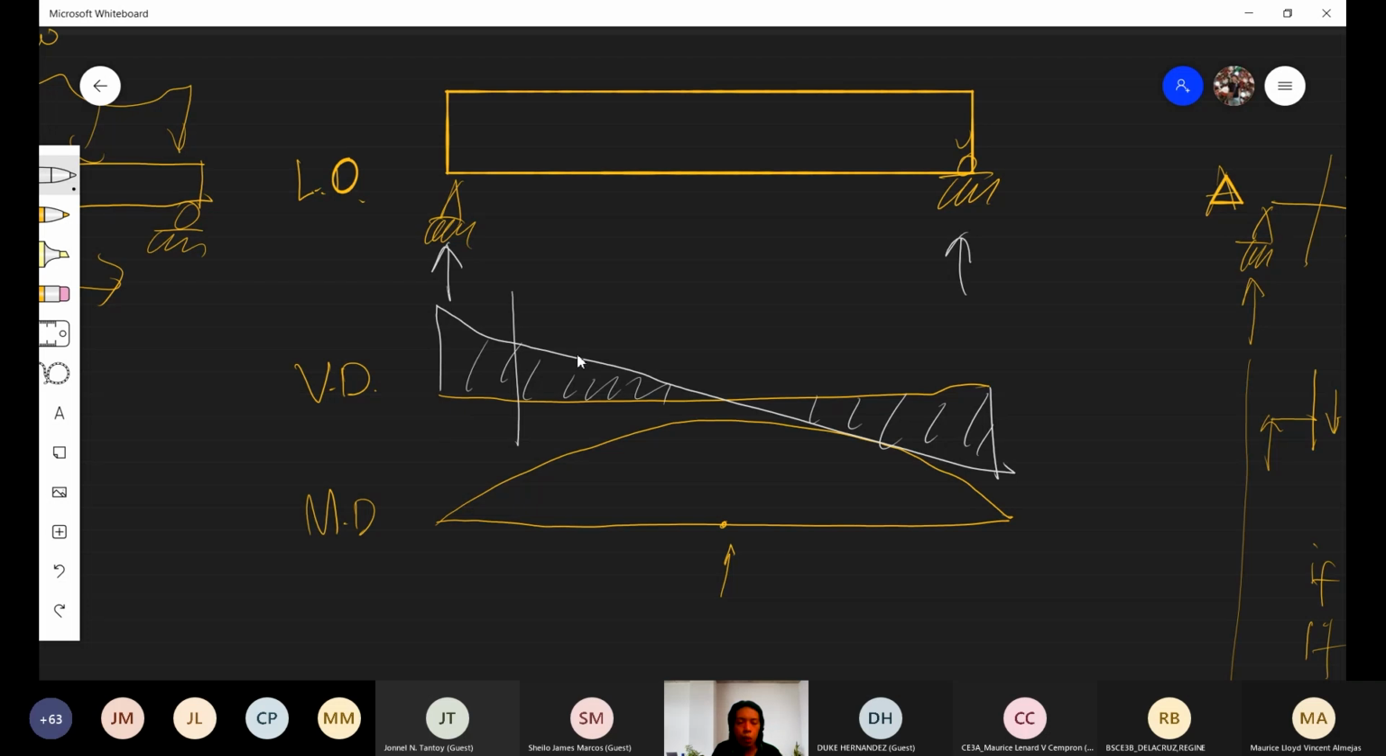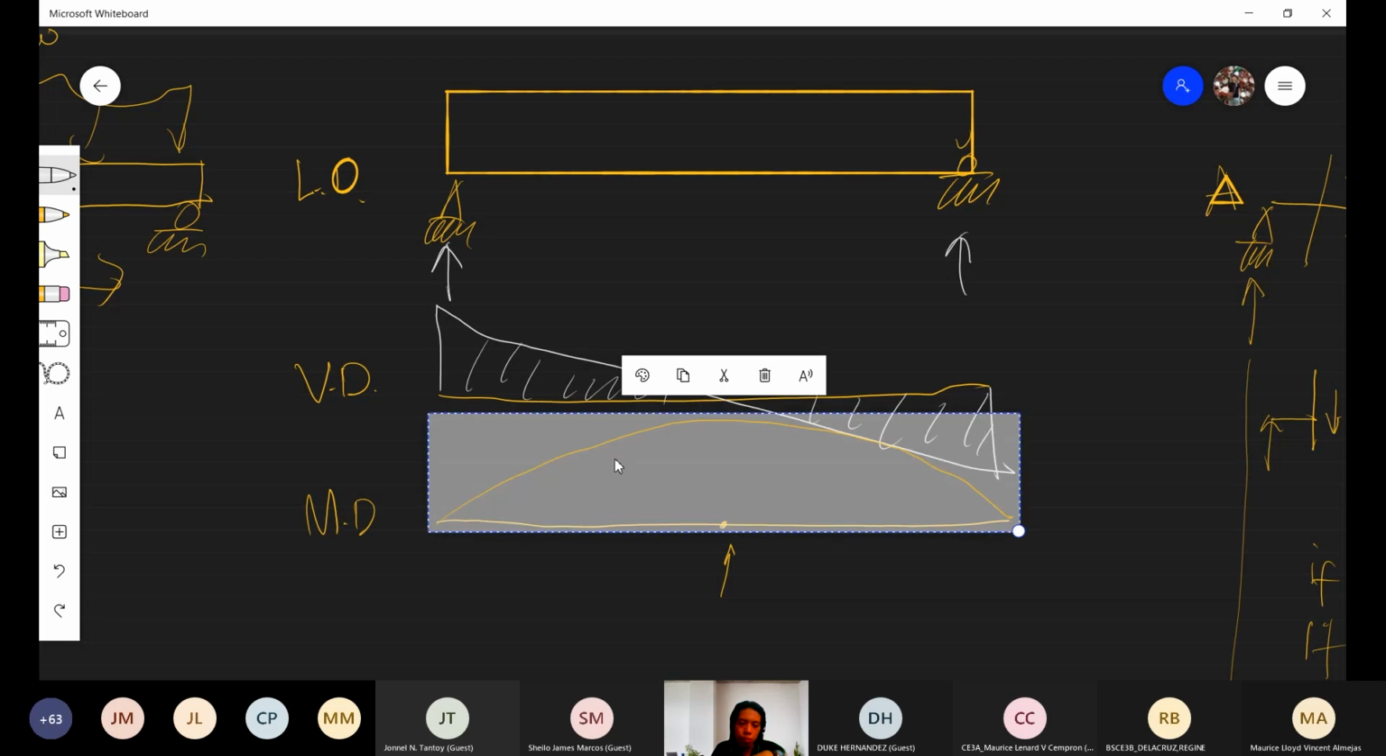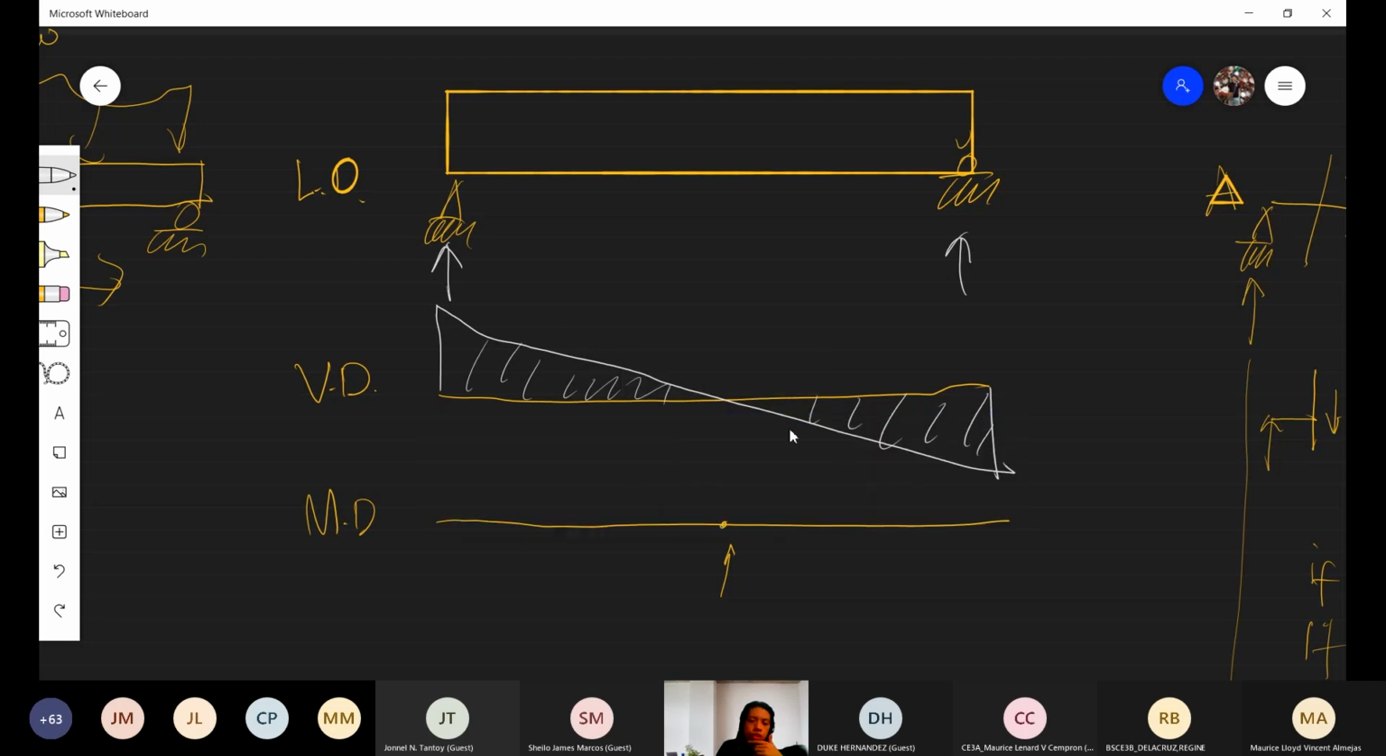Now, a question. Based on this figure, let us erase this one so you won't be confused. Edit the shear diagram. Can you see it? This is the shear diagram. Yes, sir. If you are designing the beam, before we proceed, let me ask you a question again.